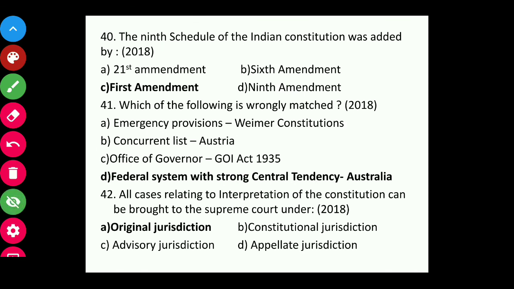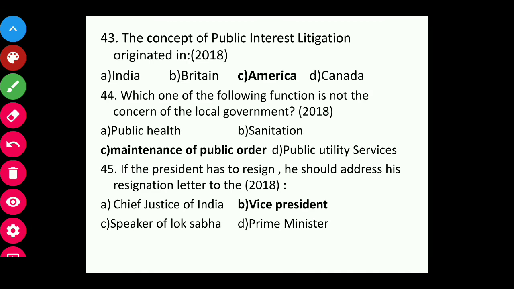The 9th schedule of the Indian Constitution was added by. Which of the following is wrongly matched? All cases relating to the interpretation of the Constitution can be brought to the Supreme Court under. The concept of public interest litigation originated in which one of the following? Which function is not the concern of the local government? If the President has to resign, he should address his resignation letter to.